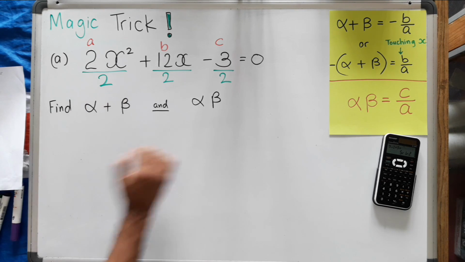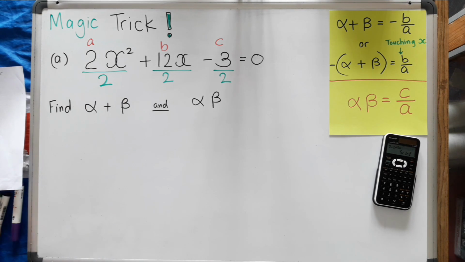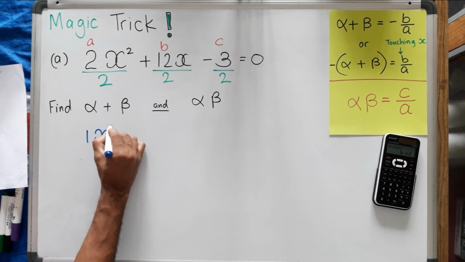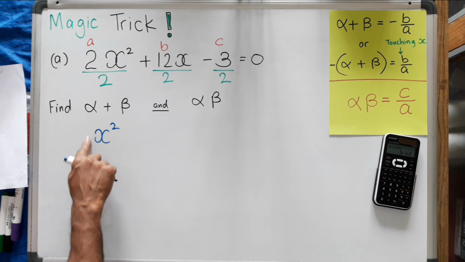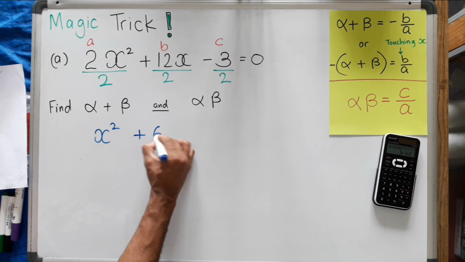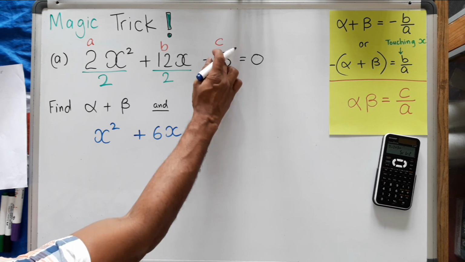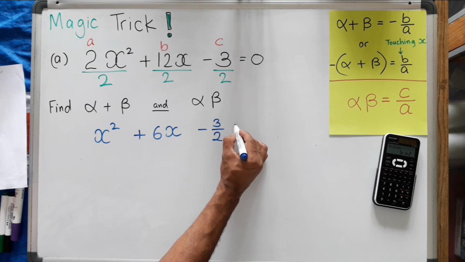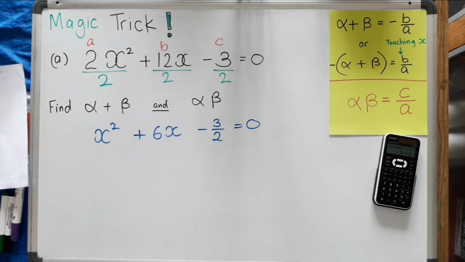So when I'm going to put the summary downstairs here, let's see. The 2 and the 2 will cancel out to give you 1x squared. There's no need to put the 1. 12 divided by 2 will give us a really nice number, 6. And 3 divided by 2, minus 3 divided by 2, we're going to leave it as a fraction. We are not going to put minus 1.5.